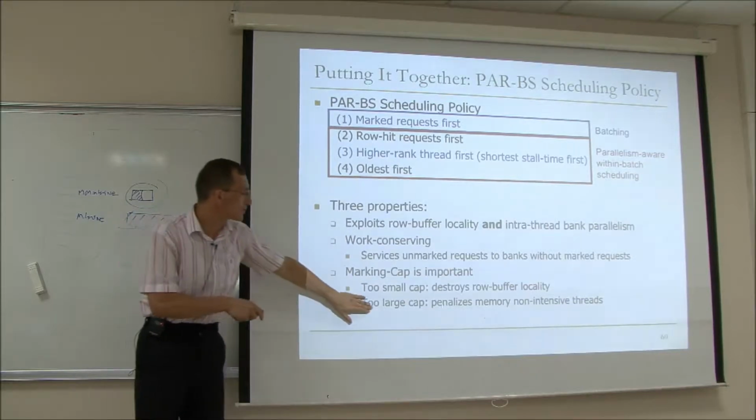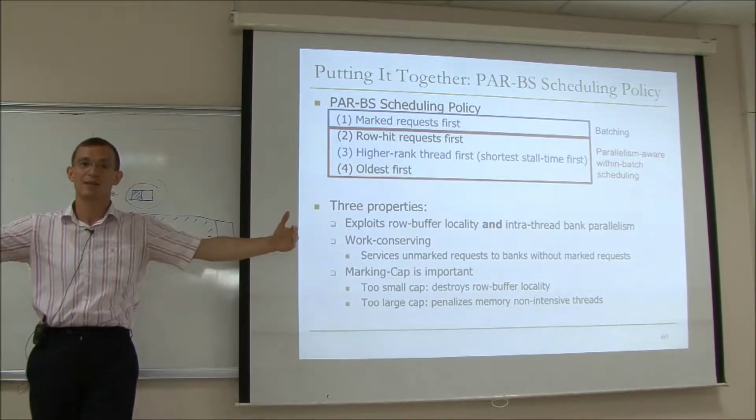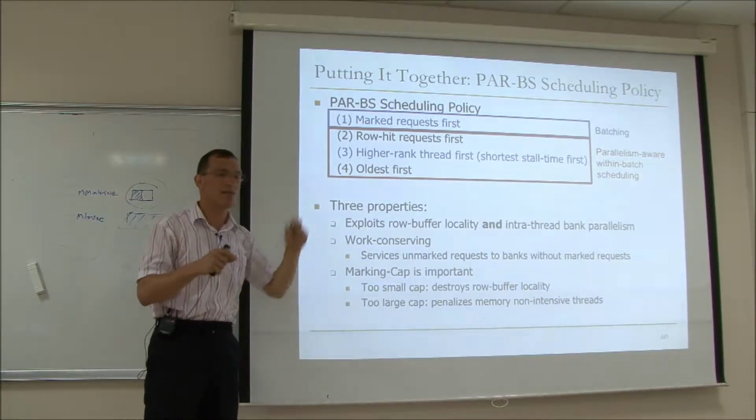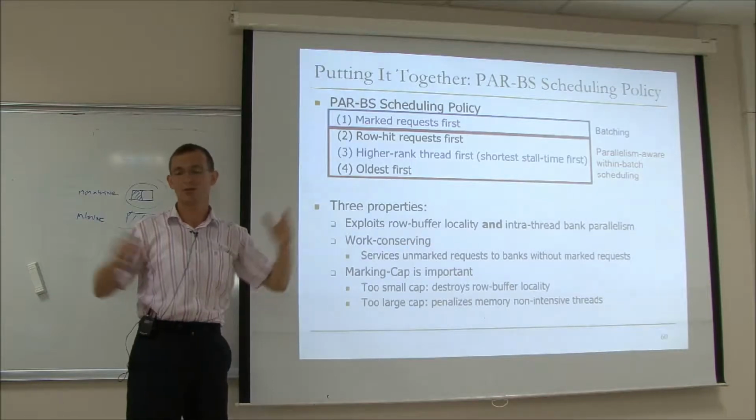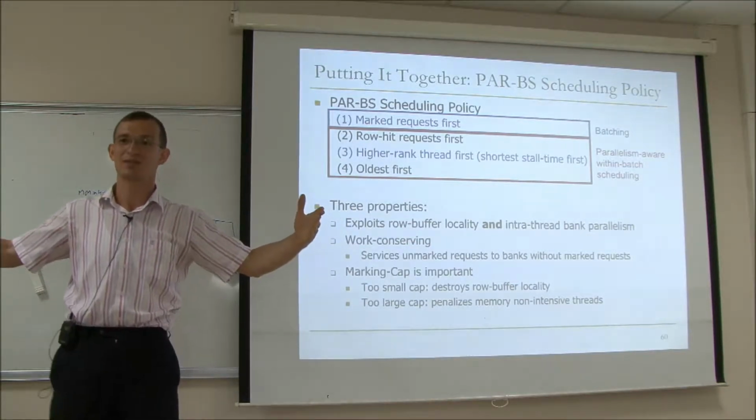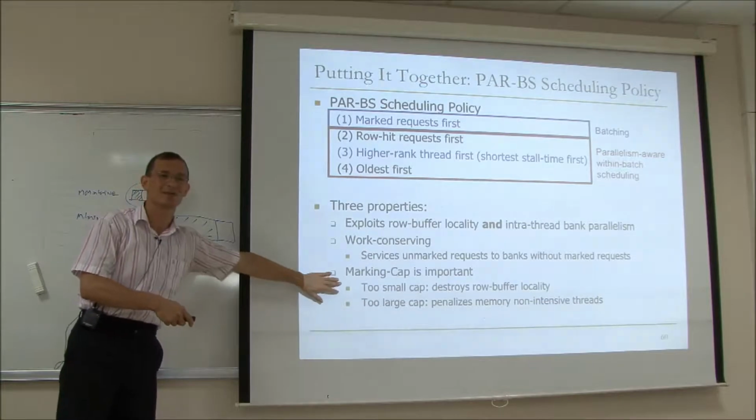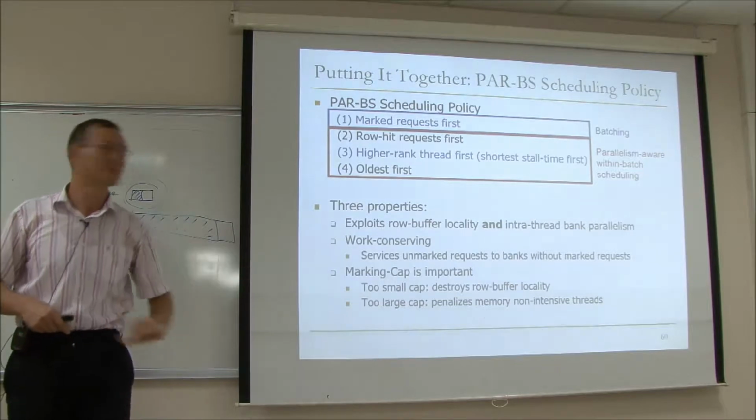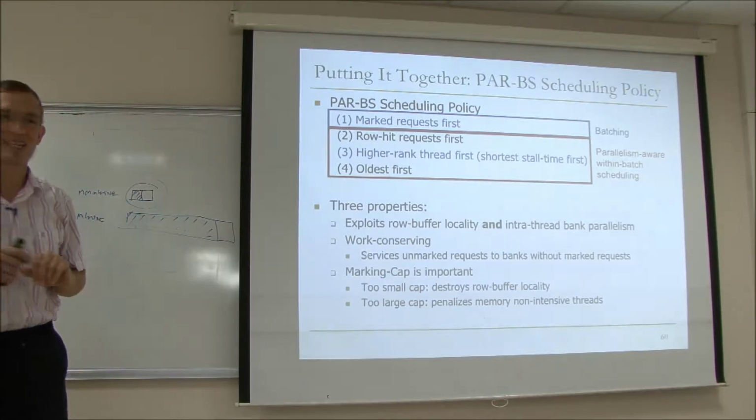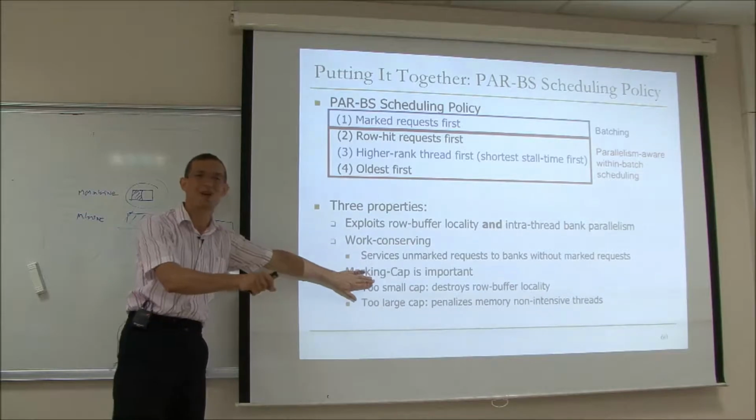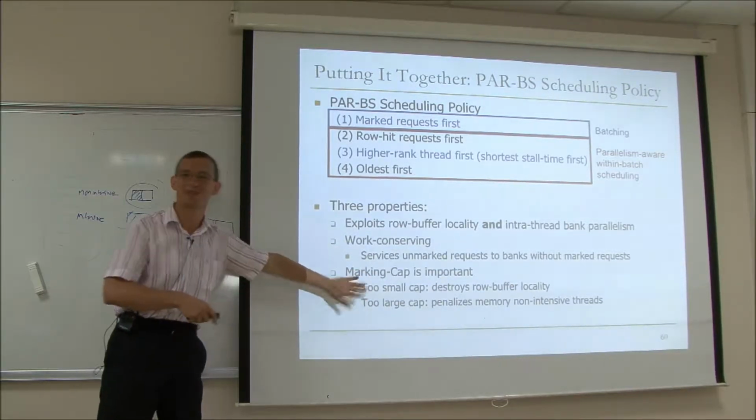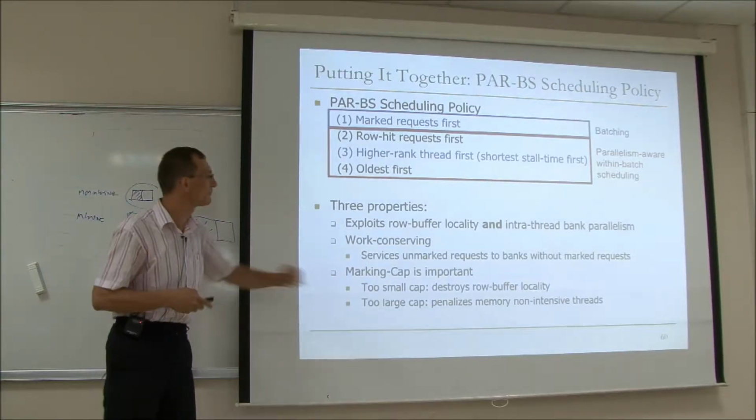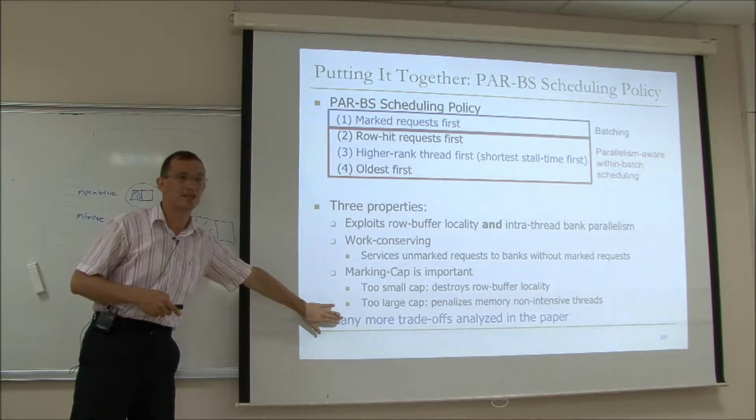If it's too large, then you have lots of requests from a thread in this batch. The problem with this is if you have a memory non-intensive thread, when it arrives, it needs to wait for this long batch to finish first. As a result, you penalize memory non-intensive threads. And we've played with a lot of different policies. If you look at the paper, it has mechanisms that try to sneak some requests into the batch such that these threads are not penalized, but none of them are that great because you lose some starvation freedom as you do that. So there are many more trade-offs, and those are analyzed in the paper.